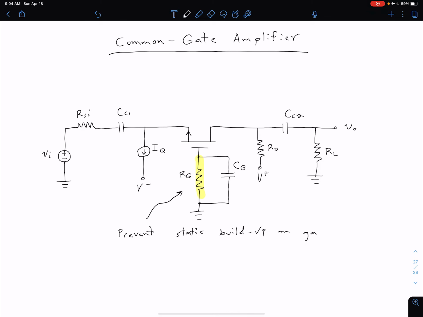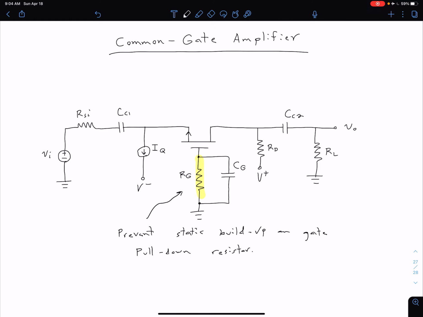And so if we have some static charge on the gate, that could be causing it to turn on or turn off when we don't want it to. And so what we do is, by having this RG connected to ground, we'll oftentimes call this a pull-down resistor. We're providing a path for that static charge to dissipate to ground. So this is our pull-down resistor.